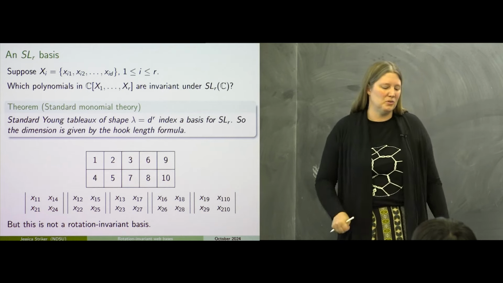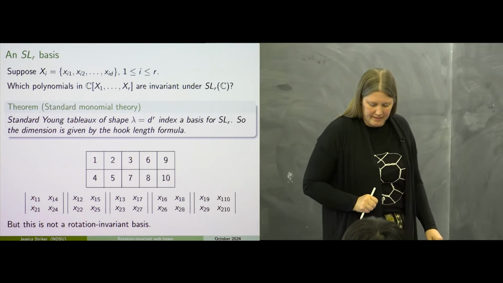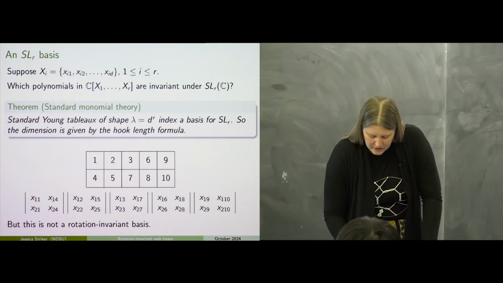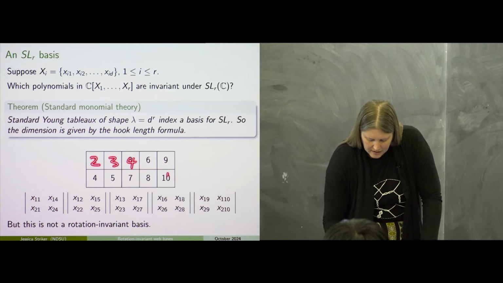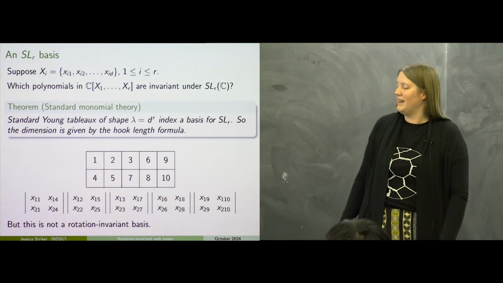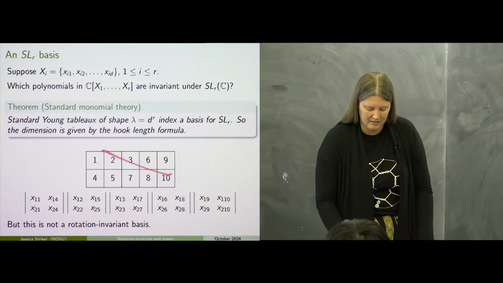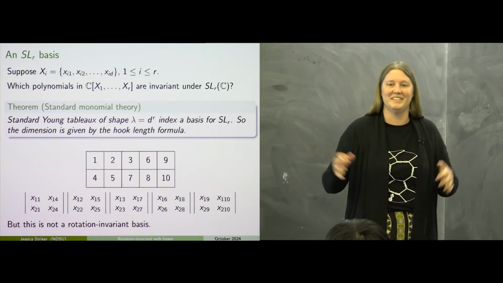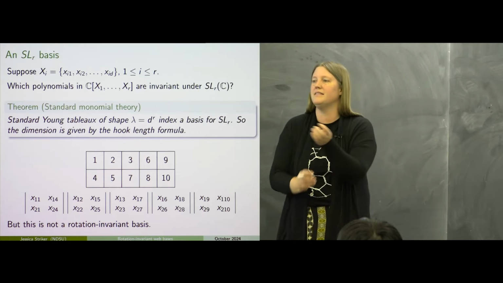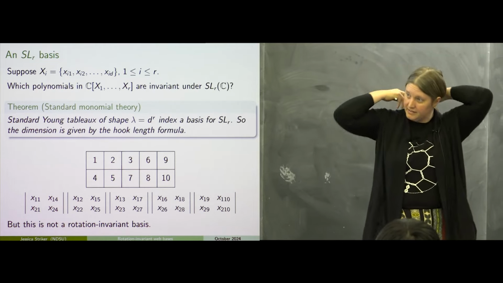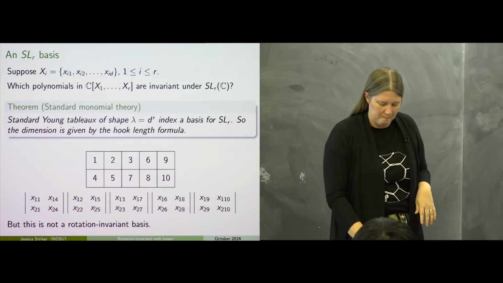But it's not a rotation-invariant basis. If it were, we would be able to cycle all of the numbers by 1, right? We could turn this into a 2, this into a 3, this into a 4, but this one would end up being a 1 at the end, and that thing is not a standard Young tableau, right? Because the numbers aren't in order. So it's not rotation invariant. So in some sense, this isn't quite what you want to solve this algebraic problem.